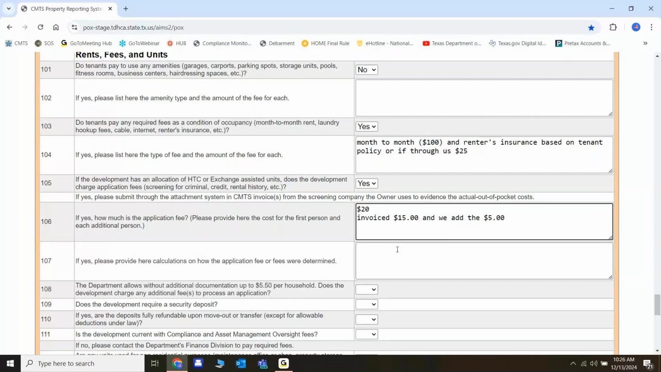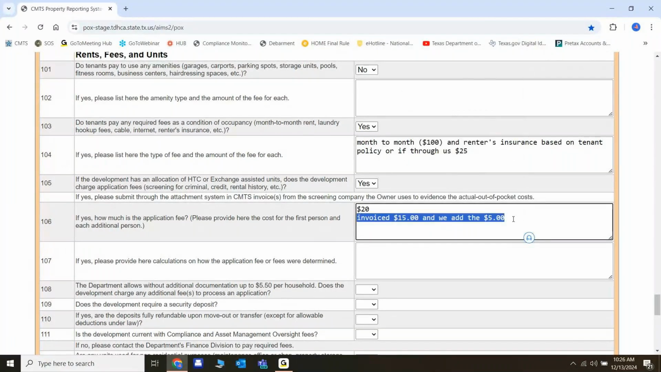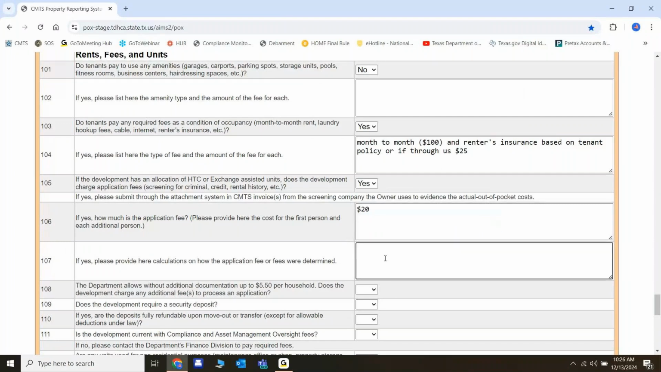Oh wait, I put that in the wrong box. Sorry, that goes in the next box. Can I cut it? Yep. That goes in that box.